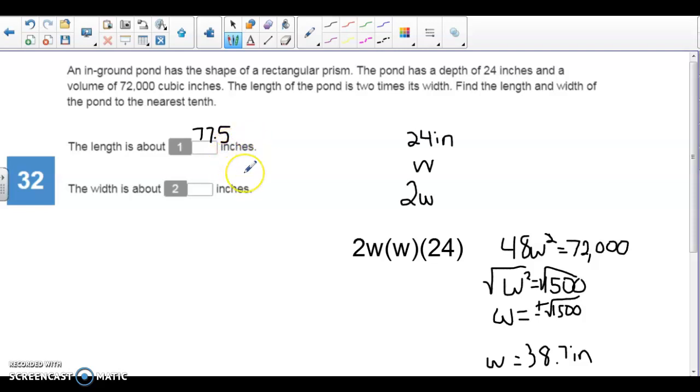But don't feel bad. I would have also put 77.4 because that would have made the most sense once you found the width. You multiply it by 2. So no worries if that was the issue that you had. I'm going to guess that it is.